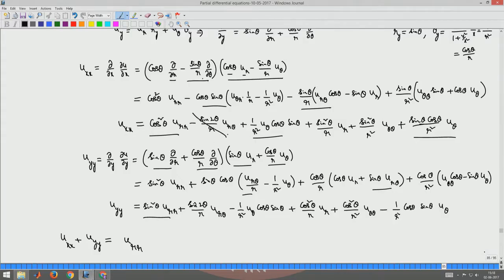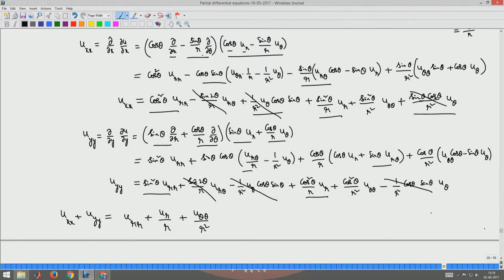Now, this gets cancelled if you add this, and this gets cancelled, and this one together will give me plus u r by r, and this will give me simply u theta theta by r square, okay, and this gets cancelled. So, these are the things that will remain. So, that is what you have.